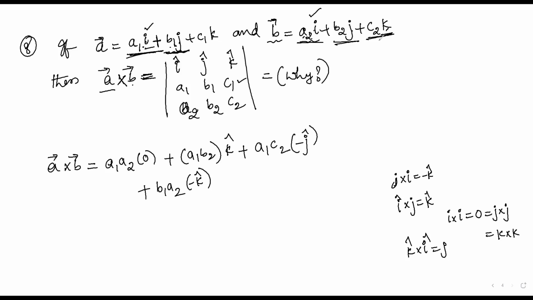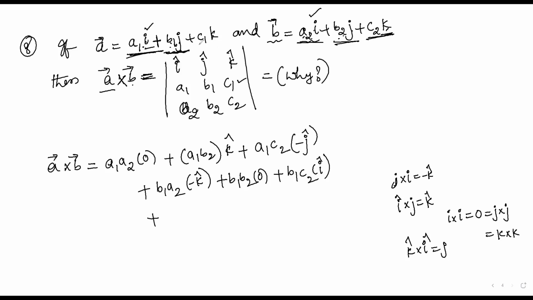Next B1 C2, J cross K. Sir, B1 B2, I did not write B1 B2. First we'll write B1 B2. So B1 B2 into J cross J is 0. Next B1 C2 into I cap. J cross K is I cap. Now we are following. Good.